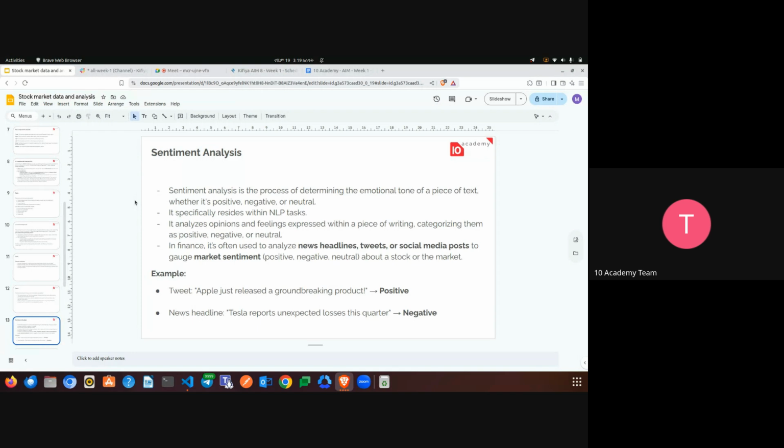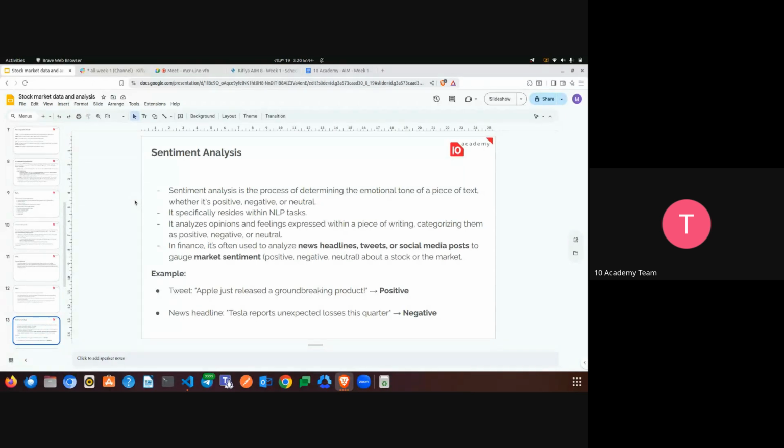So what is sentiment analysis? This is also one factor that will be affecting a stock. Sentiment analysis is the process of determining the emotional tone of a piece of text, whether it's positive, negative, or neutral. It specifically resides within NLP tasks. It analyzes opinions and feelings expressed within a piece of writing and categorizes them as positive, negative, or neutral. In finance, it's often used to analyze news headlines, tweets, or social media posts to see the market sentiment, which might be positive, negative, or neutral.